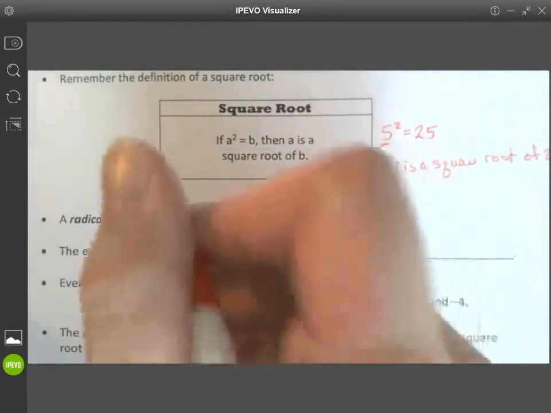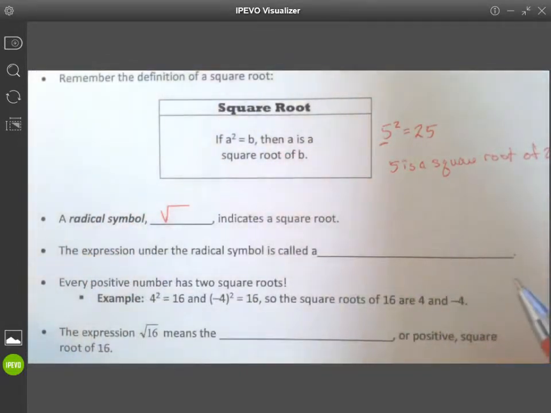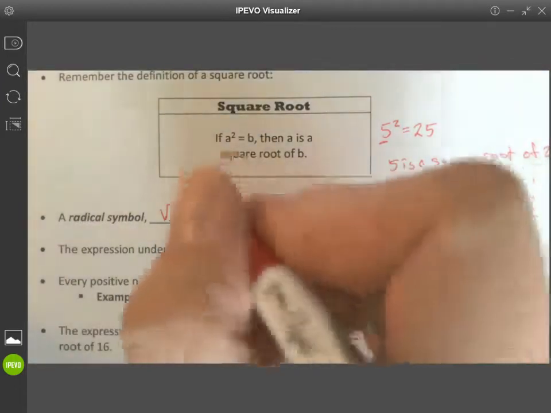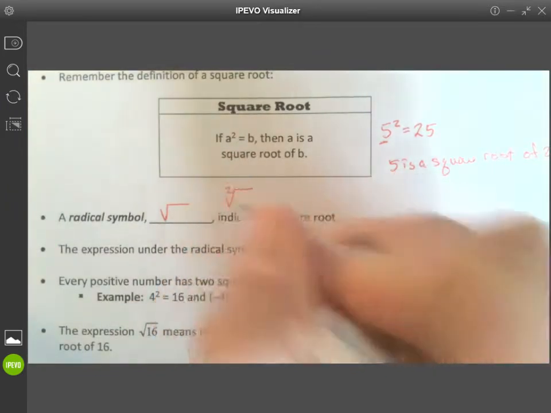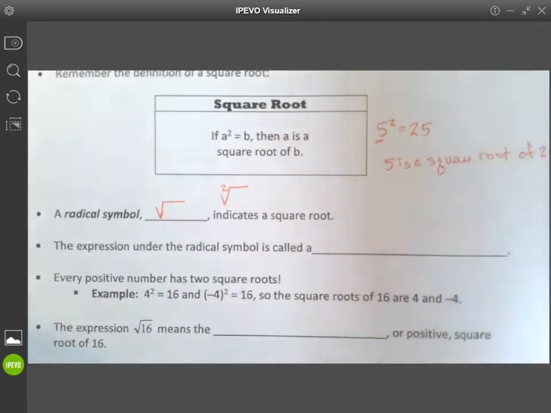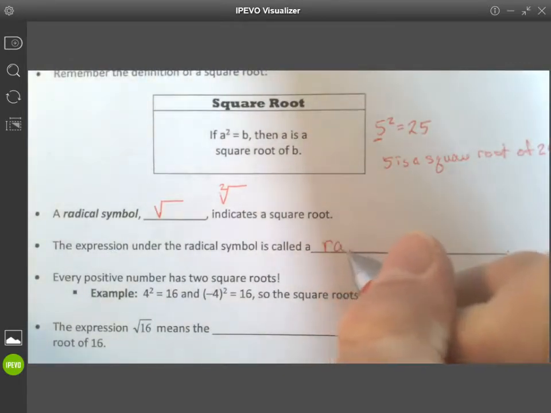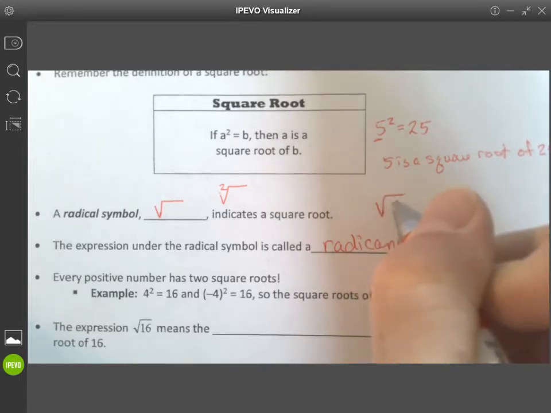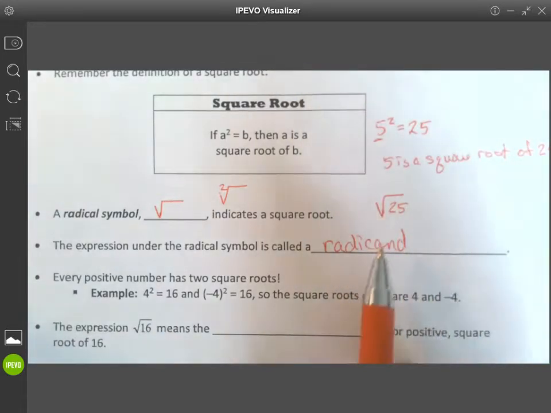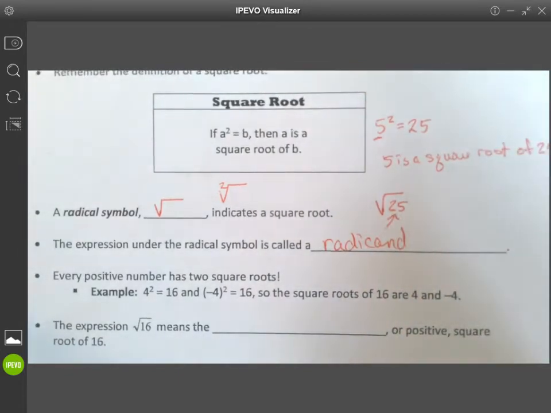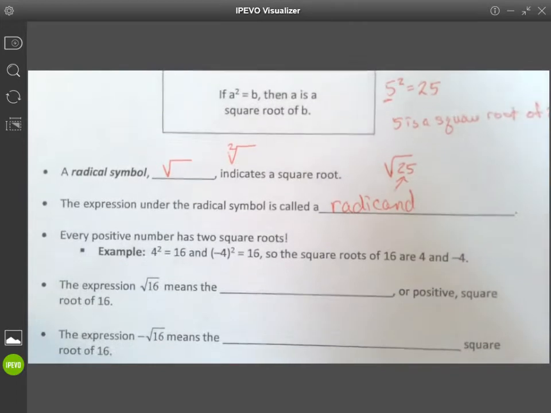Now, the radical symbol looks like this. And when you don't have a little number, this is called your index. If there's no number there, it's given that it's a square root. But truly, there is a 2 given there, but it's such a common root we don't write it. The expression under the radical symbol is called a radicand. So if I have the square root of 25, 25 is the radicand. All right? Radicand? Yep. That's why math is radical.